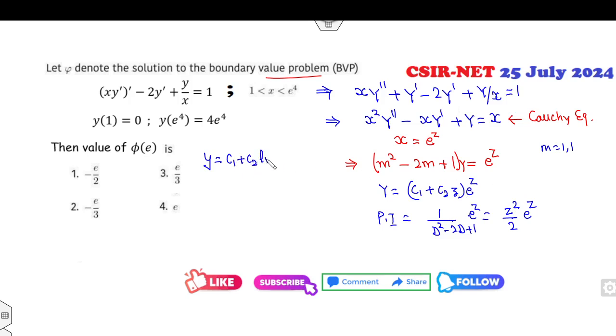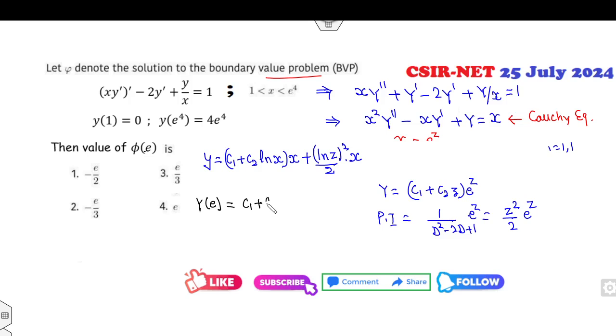Z I can change into the form of ln x or log x. This e raised to power z is x, plus z square, and z square is ln x whole square divided by 2, into x. Then your target is to find the value at e. What is the answer of this? C1. Log of e is 1. 1 square is 1. So e over 2. So definitely the answer will be divided by 2, so this option may not be the correct option.